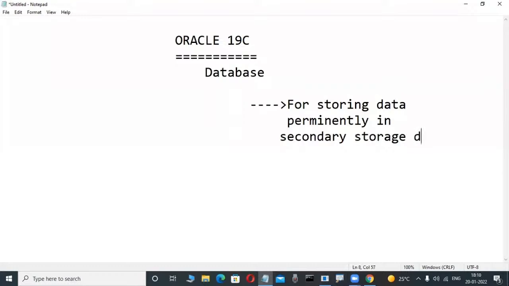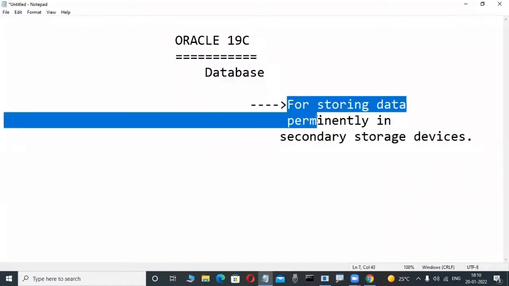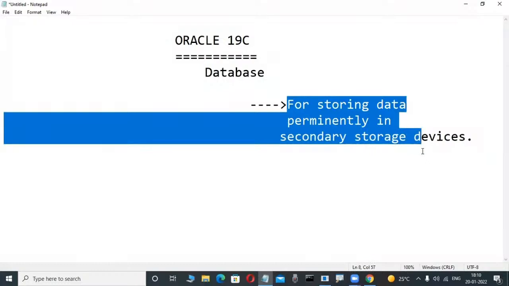Okay, fine. Permanent. Suppose today we are storing data, then after 5 years, 10 years, 20 years, 100 years, your data is still available and you can use it. That's why Oracle is a product from Oracle Corporation. Some version number is there. This is a database product, one of the popular databases. But what is the purpose of that? For storing data permanently in secondary storage devices.